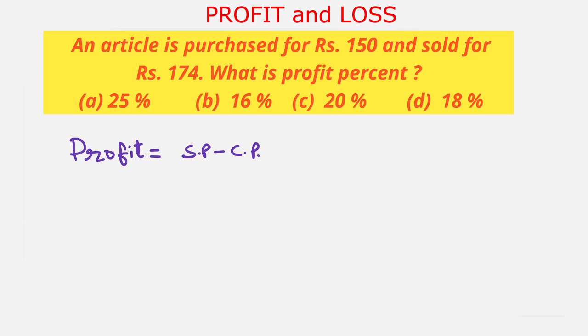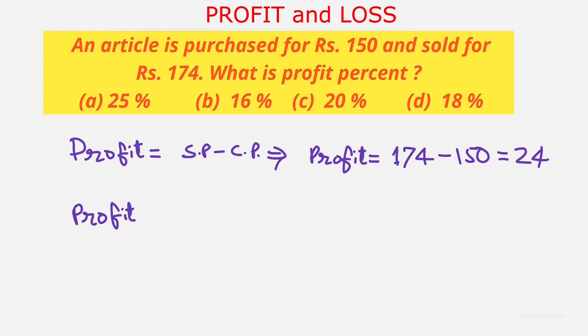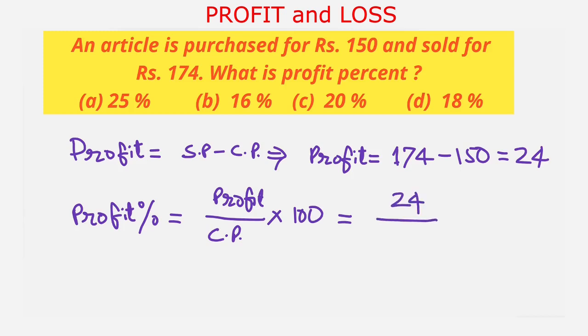Profit equal to SP minus CP. Here SP is 174 and CP is 150. So 174 minus 150 is equal to 24. Now, as per the formula explained, profit percent is equal to profit divided by CP multiplied by 100. Here we put the values. Profit is 24, CP or cost price is 150, and we multiply it by 100.